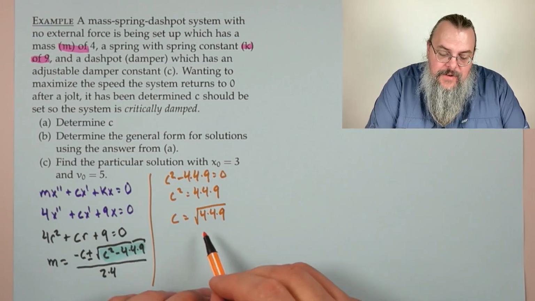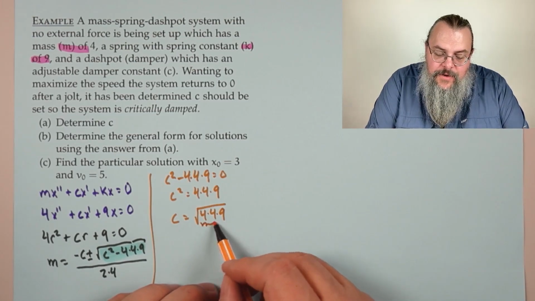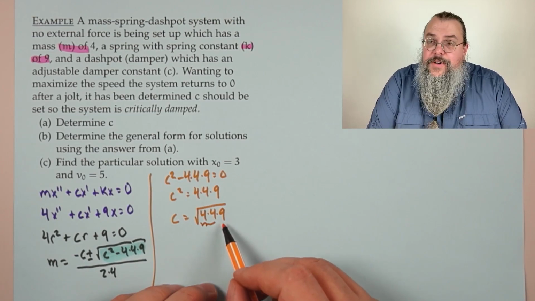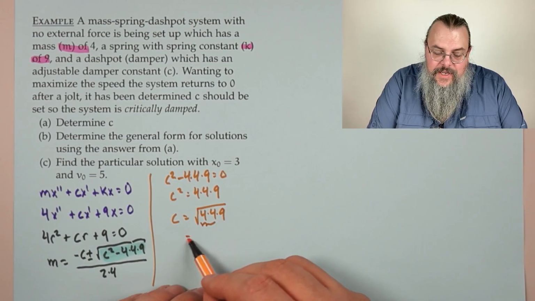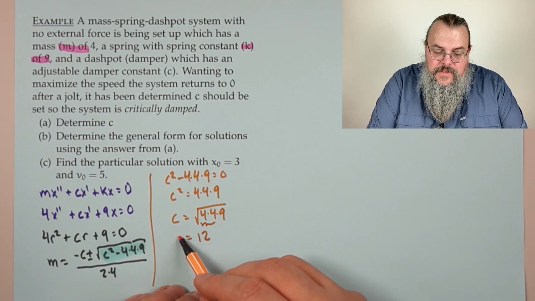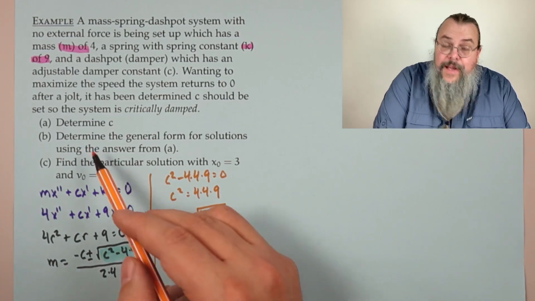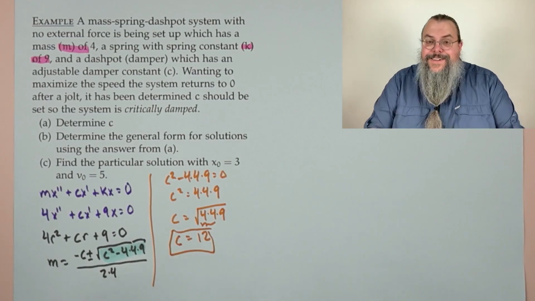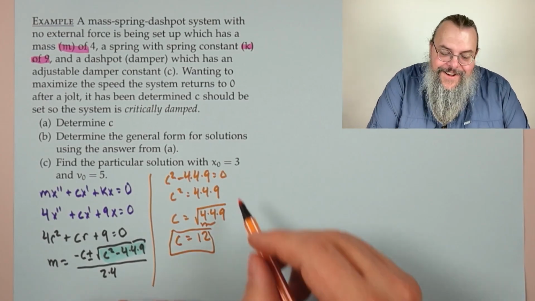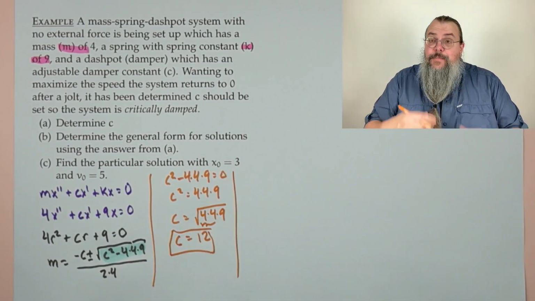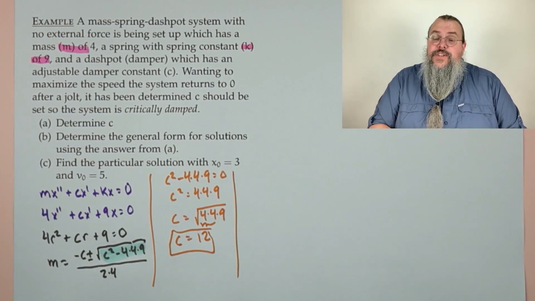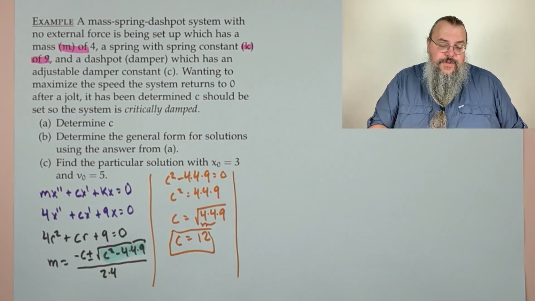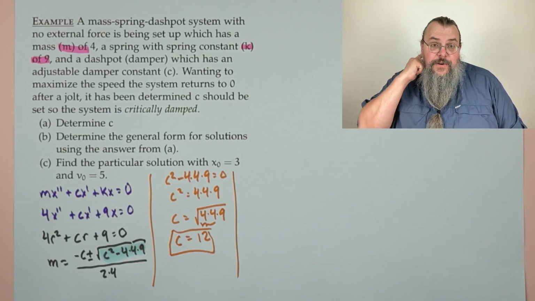Now, the good news is, okay, 4 times 4, take the square root, is 4. Square root of 9 is 3. So altogether we have 12. So c should be 12. That's part A. So we already finished part A. Nice. All right, good. Now part B. Determine the general form for solutions using our answer from part A.